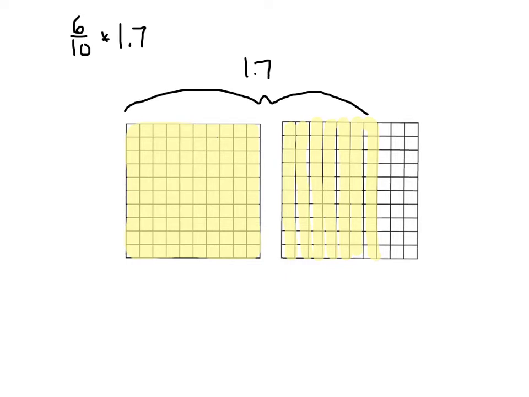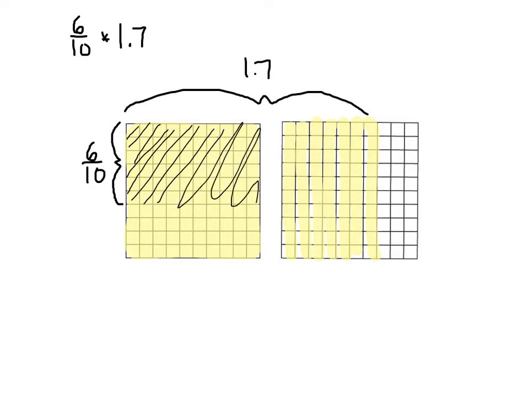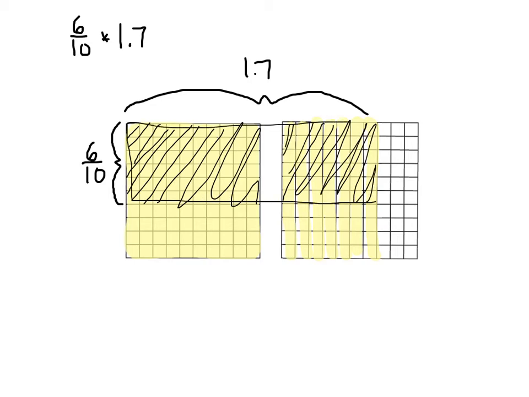Now of that 1 7/10 that I have, this quantity here, I want to take 6/10 of it. So conveniently, I have 1, 2, 3, 4, 5, 6, 7, 8, 9, 10 rows. I want 6 out of those 10 rows to give me 6/10. Well, here's 6/10, and I'm going to shade that in, just like so. So this is my 6/10 of it.